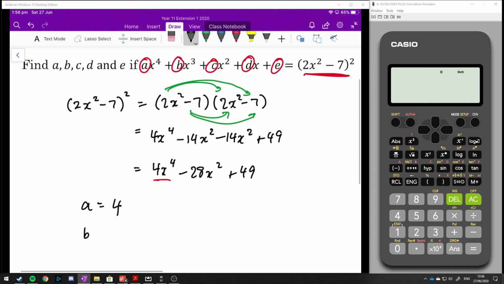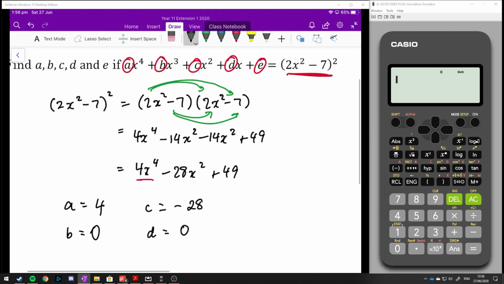For b, there's no x cubed term in the expanded form, so that must be equal to 0. For c, what's in front of the x squared? That's minus 28. For d, the x term, there's no x term again, so that one's equal to 0. And last but not least, we have the e term, which is the constant term, and the constant term of this one is 49. So those are all of the a, b, c, d, and e that would make the equations the same.